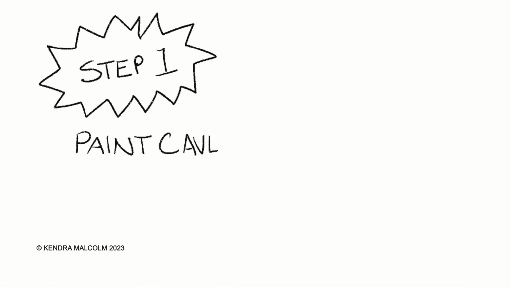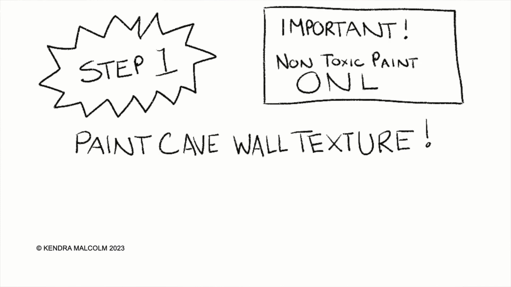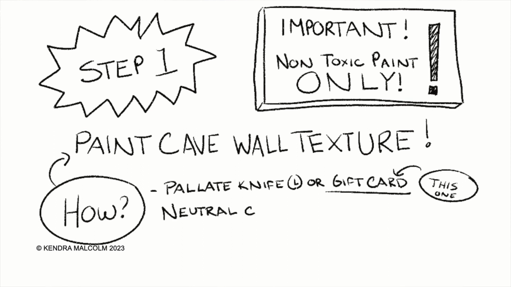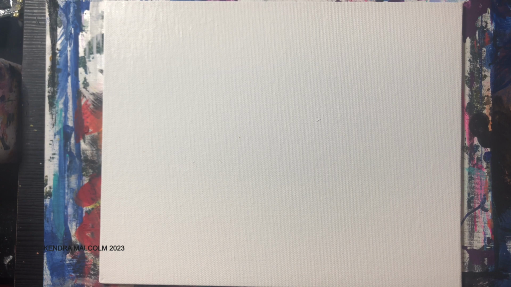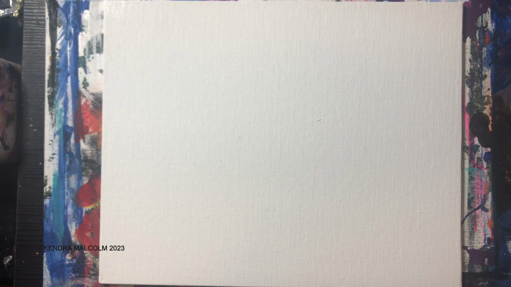And our first step today is going to be recreating what feels like a cave wall, which is kind of a painting all in itself. How are we going to do that, right? It's going to be a fun abstract exploration of texture, color, focusing on those neutral tones like you would see on a cave wall. All right, so I'm going to get my gift card. I'm going to get my brown paint here so we can get started.